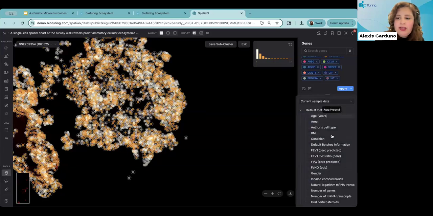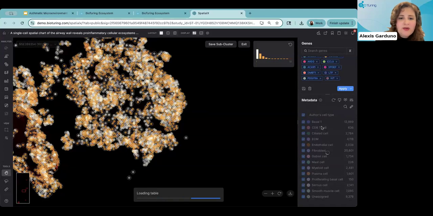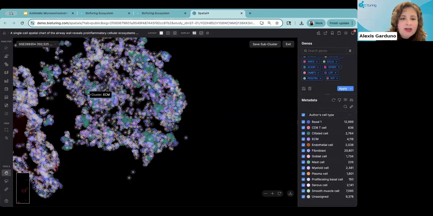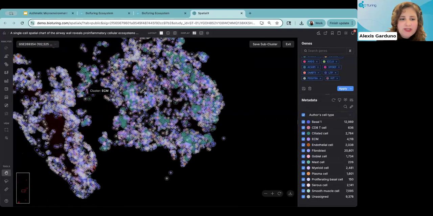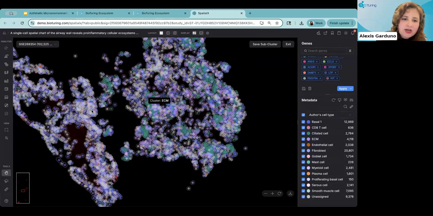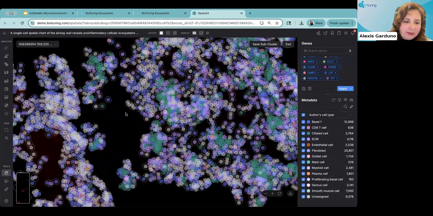And we can also overlay again the author cell type so we can see, okay, what are these cell types that are expressing? Is it ciliated cells? Is it fibroblast cells that are actually expressing these genes? So this is how you can start interacting with the actual image.